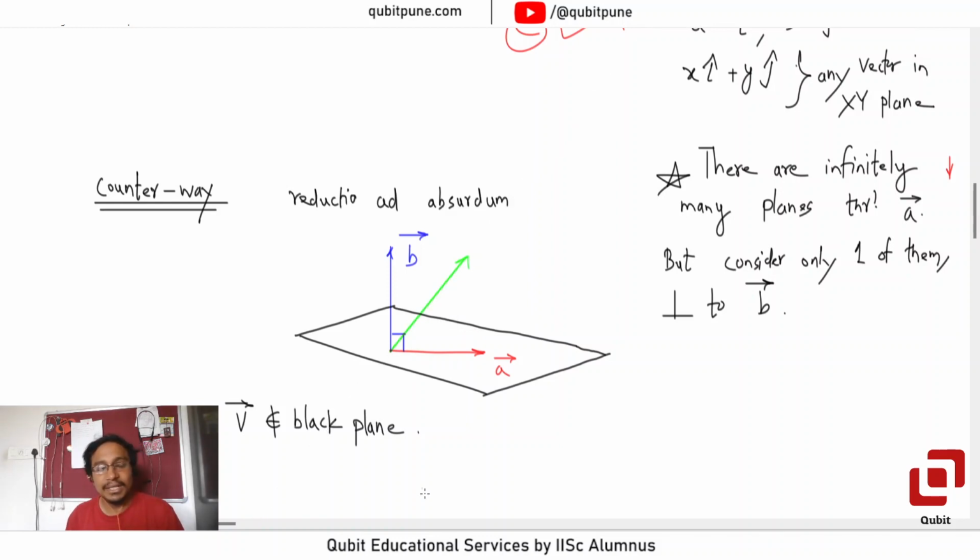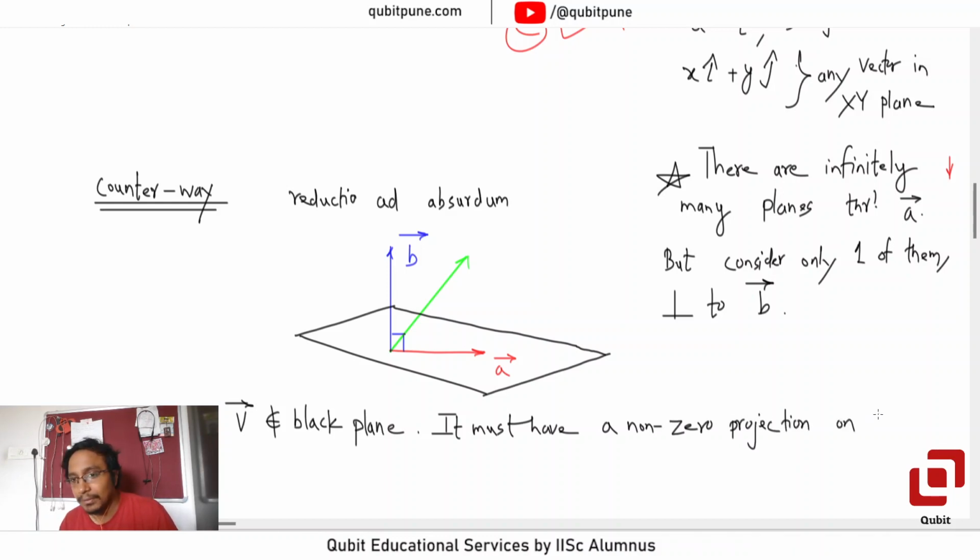Now if V bar does not belong to the black plane, it must have a non-zero projection on B bar. Is that clear? Because V bar is not in the plane, a component, a projection of it on B bar will exist which will be non-zero. Please raise your hands if you agree to this.